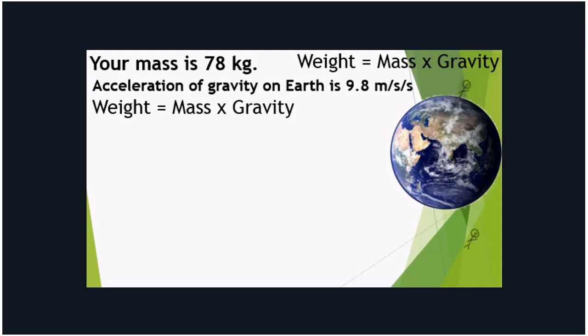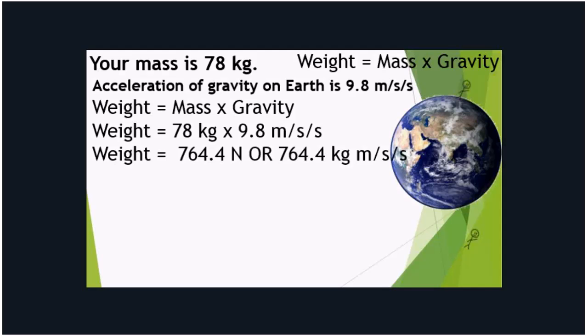So I'm going to take weight equals 78 kilograms times 9.8 meters per second per second. Your weight would be 764.4 newtons, or you could also say 764.4 kilogram meters per second squared. The one that we use most often in class, though, is newtons, and that is the unit that would show up on a test.